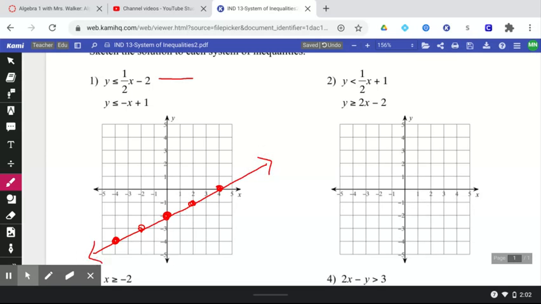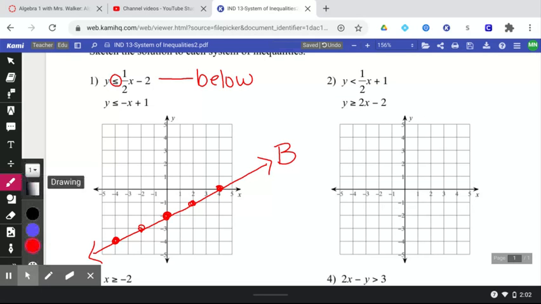Now, I want to ask you, this symbol here means less than. So should we shade above or below this line? And the answer is we're going to shade below because less than means below. So I'm just going to put a B here. We're going to shade below this line.